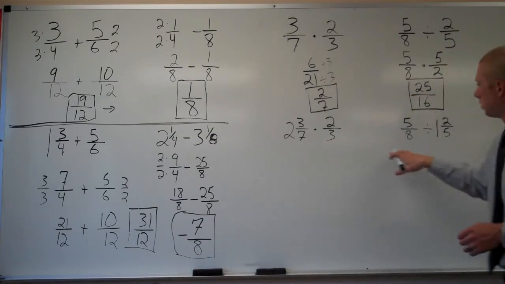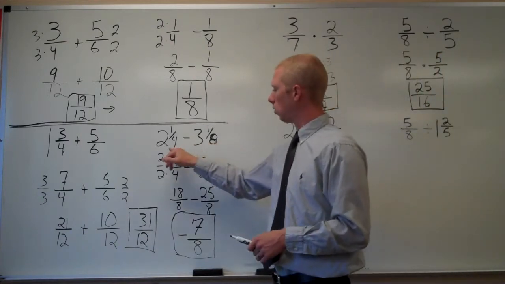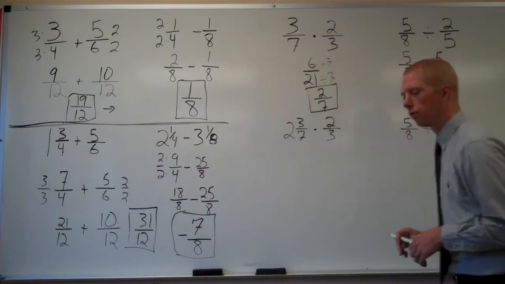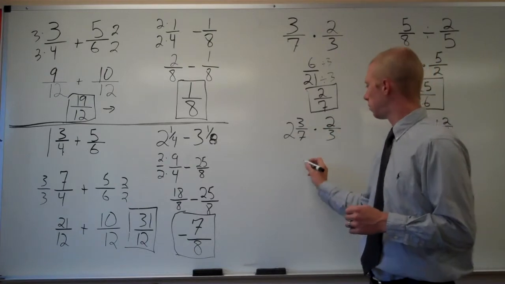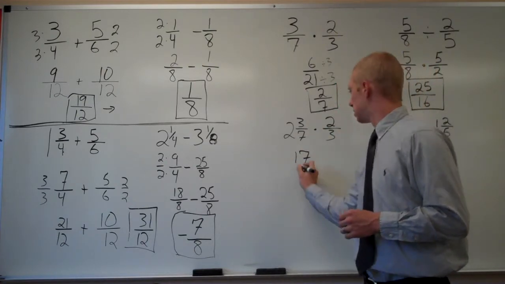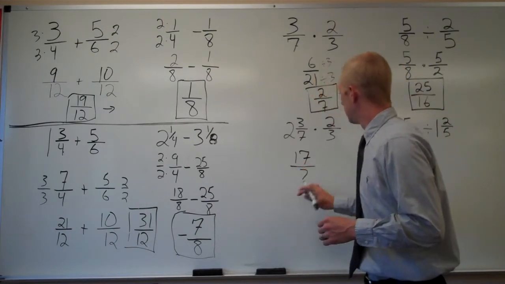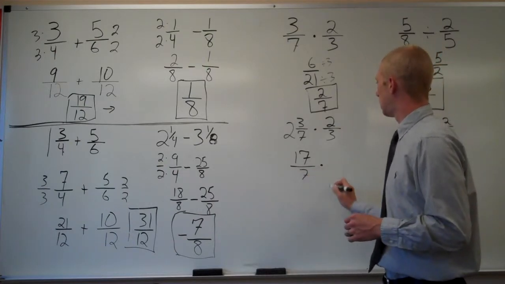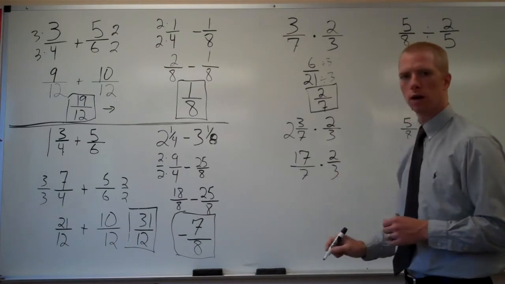Now here, where you introduce mixed numbers, we do always want to do the same thing we did over here, where our first step is to change that mixed number into an improper fraction. So we're going to start out, we're going to do 2 times 7 plus 3. 2 times 7 is 14, plus 3 is 17. This stays, my denominator stays as 7, times 2 over 3. I don't have to convert that one.